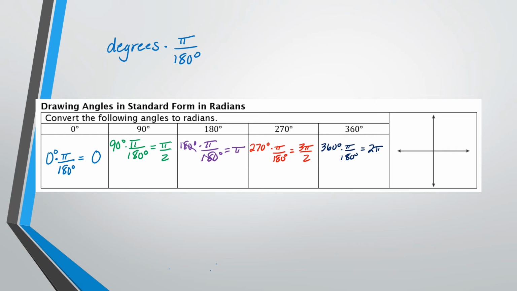At the beginning of this lesson, we were labeling the quadrantal angles in degrees. So we were saying it was 0 degrees, 90 degrees, 180 degrees, 270 degrees, 360 degrees. Now what I want you to see and hopefully start to memorize is what these quadrantal angles are in radians. So 0 degrees is 0 radians. That's an easy one. 90 is pi over 2 radians. 180 is pi radians. 270 is 3 pi over 2 radians, and then 360 is 2 pi radians.